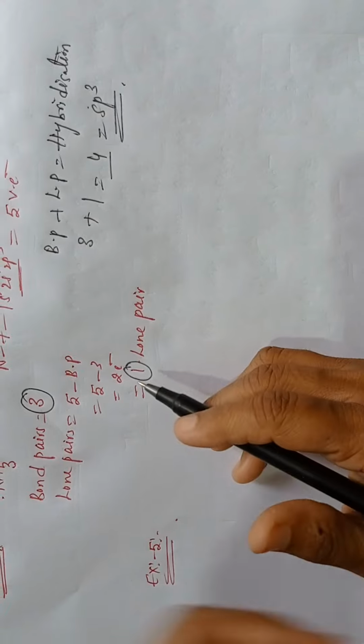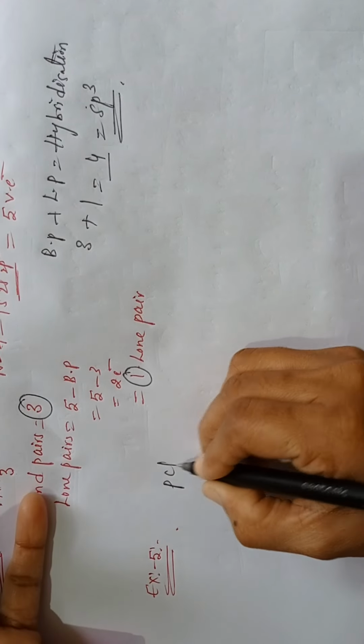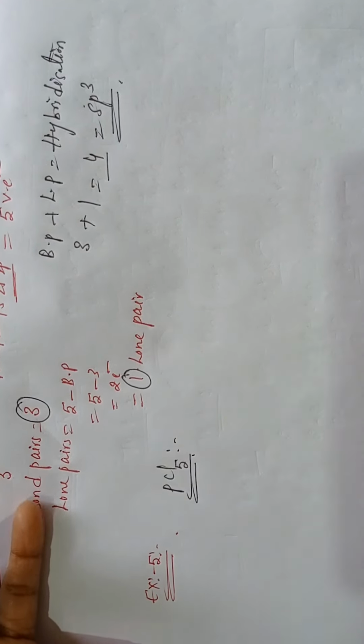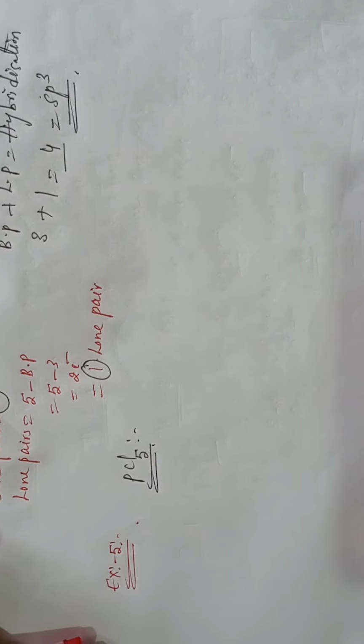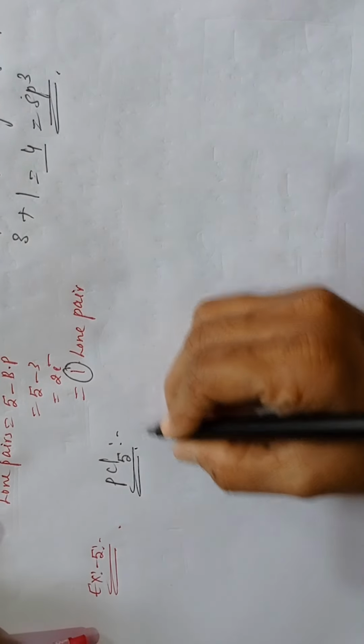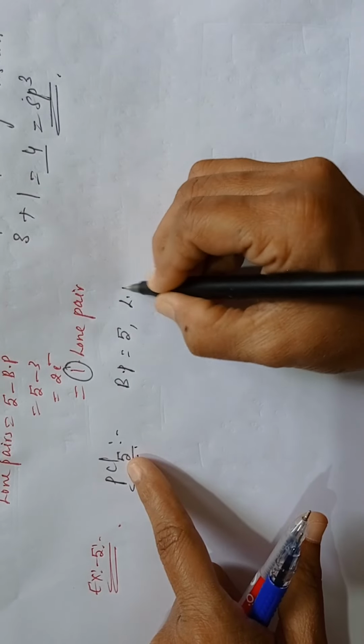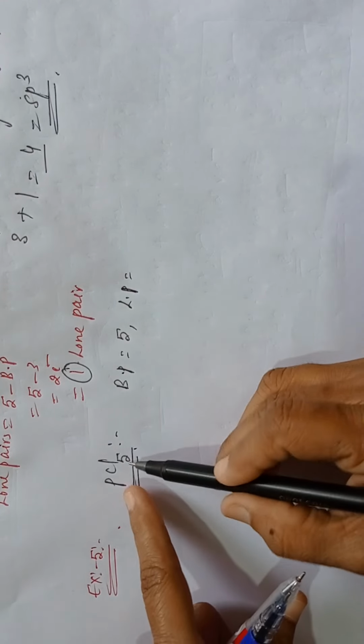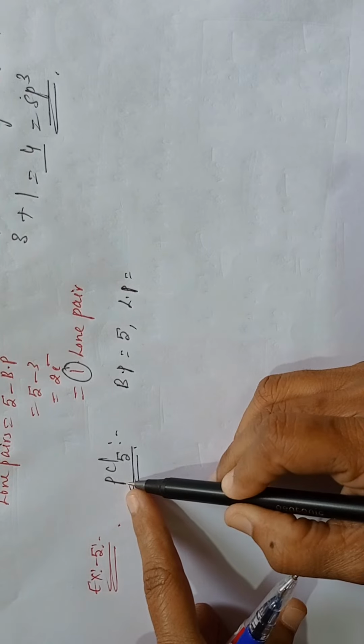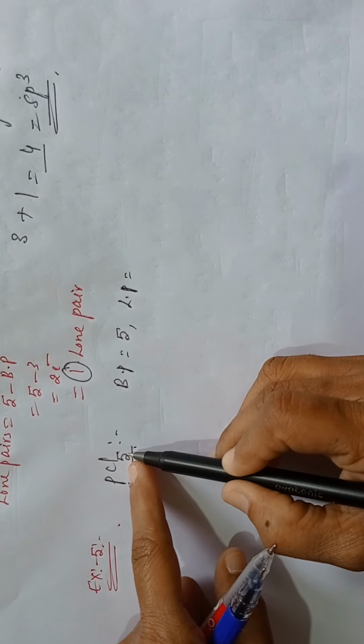What should I take? PCl5, I am taking. PCl5. Now tell me, students, how many bond pairs does PCl5 have? Five are there. How many lone pairs? Lone pairs equal phosphorus valence electrons minus bond pairs.